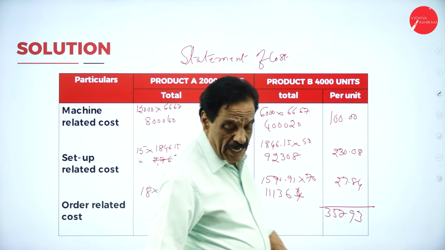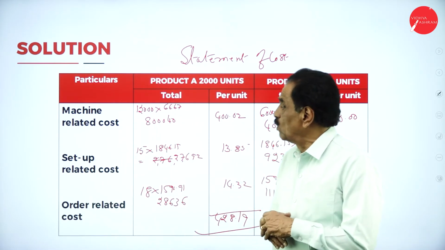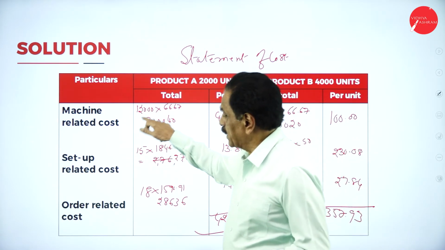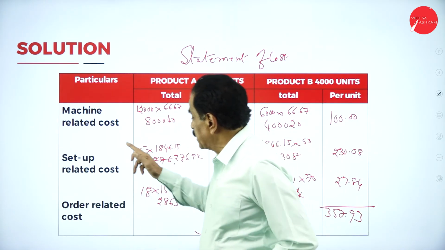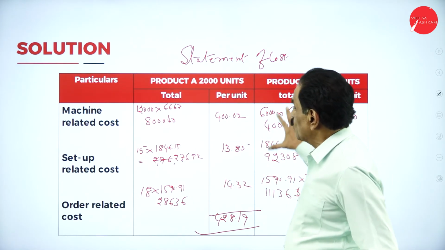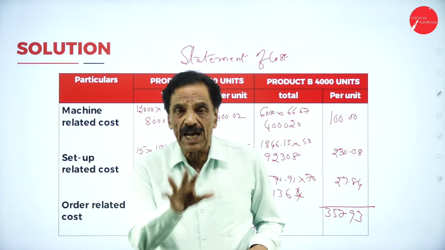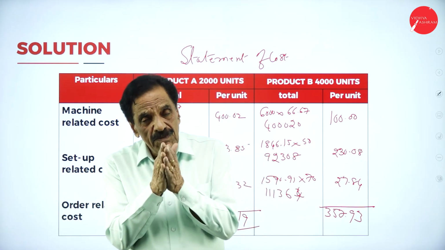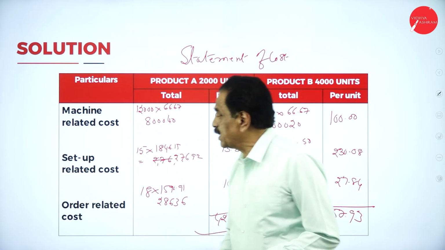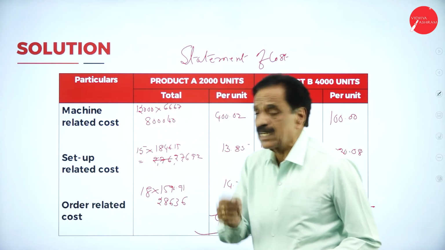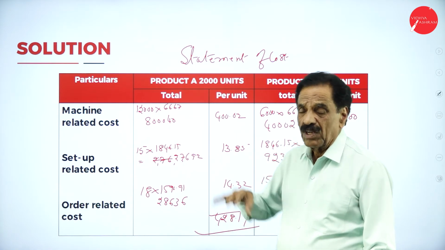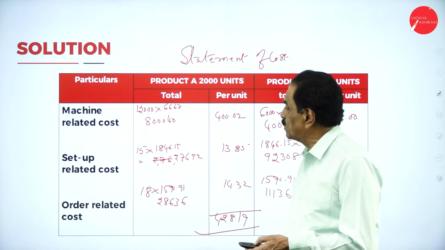So there are 3 activities we are going to prepare. One activity, the machine related cost. Second activity, setup related cost. Third activity, order related cost. This is what we call ABC, activity based costing. We divide all the activities into 3: machine related cost, setup related cost, and order related cost. Whatever expenditure they give, we divide by the number of hours, setups or orders.